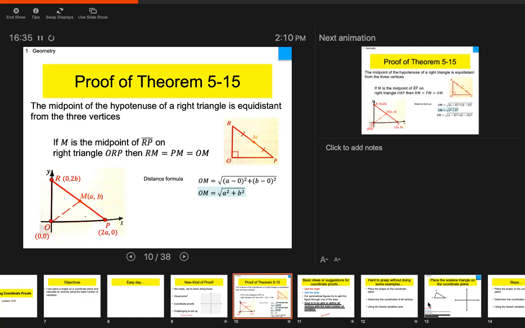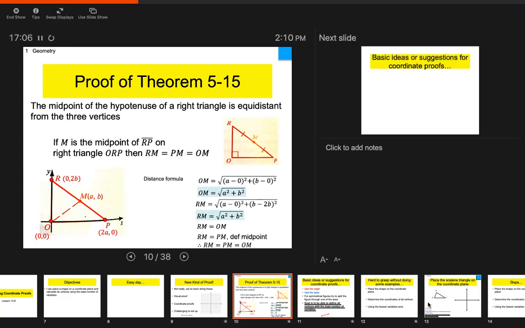So a minus 0, that's a squared. And then b minus 2b squared. What's b minus 2b? It's negative b. And what's negative b squared? B squared. It's the same thing, right? B minus 2b is negative b, but when we square it, we still get, hey look, they're exactly the same. It's literally the same thing. We're done. That's the whole proof right there. Now I still have to claim that RM is equal to OM because of midpoint. And we're done. I've shown all three are congruent.